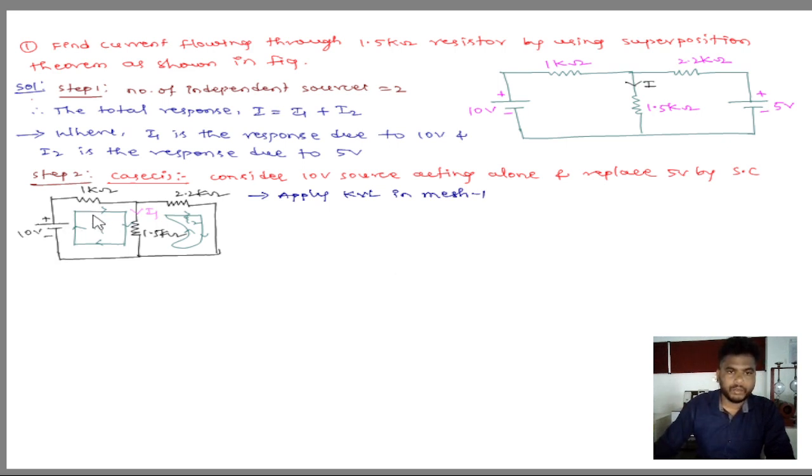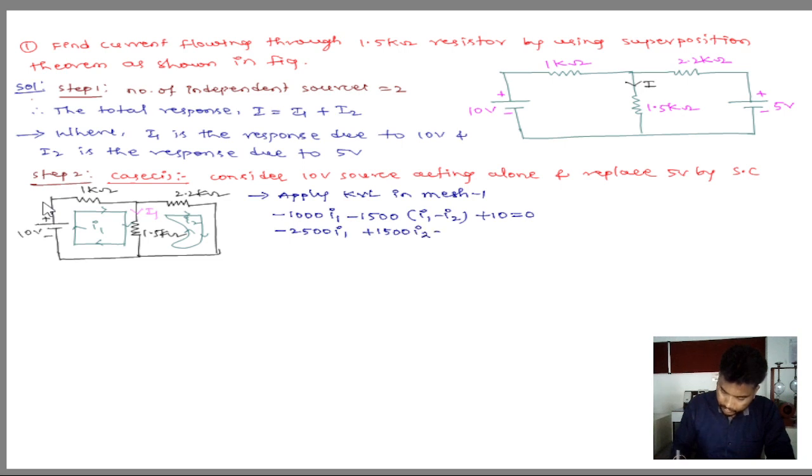In mesh 1, a 1 kilo ohm resistor, a 1.5 kilo ohm resistor, and a 10 volts voltage source are connected. I'm starting from this 1 kilo ohm resistor. This is a resistor, means there is a voltage drop, which we write as minus. Therefore, it is minus 1000 I1. Next, the 1.5 kilo ohm resistor is connected between mesh 1 and mesh 2. Therefore, it is minus 1500 (I1 minus I2). Next, coming to the source, current is changing from negative to positive, so it is a potential rise, plus 10, equal to 0. Then it is minus 2500 I1 plus 1500 I2 equal to minus 10. This is equation number 1.